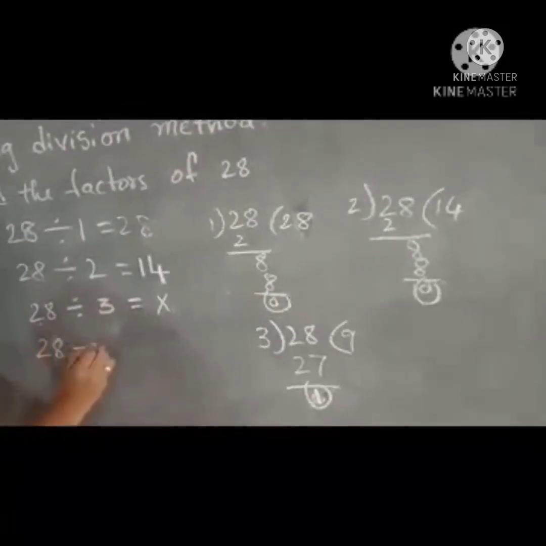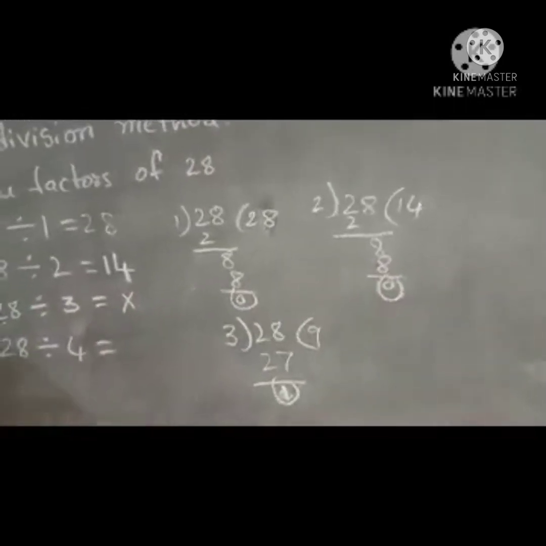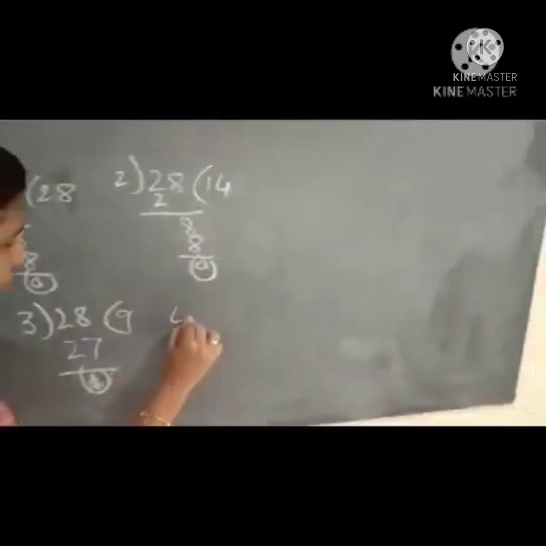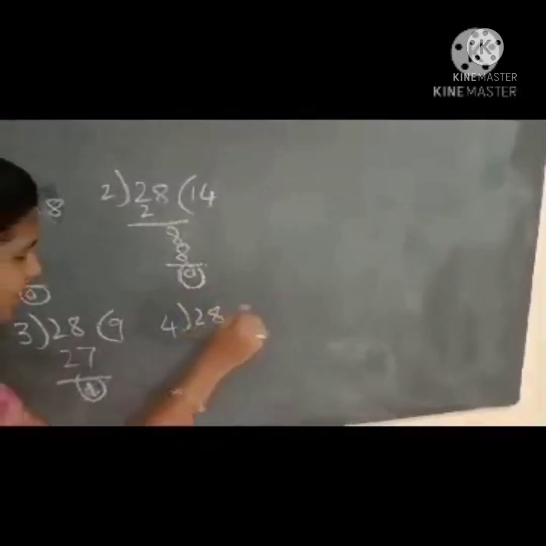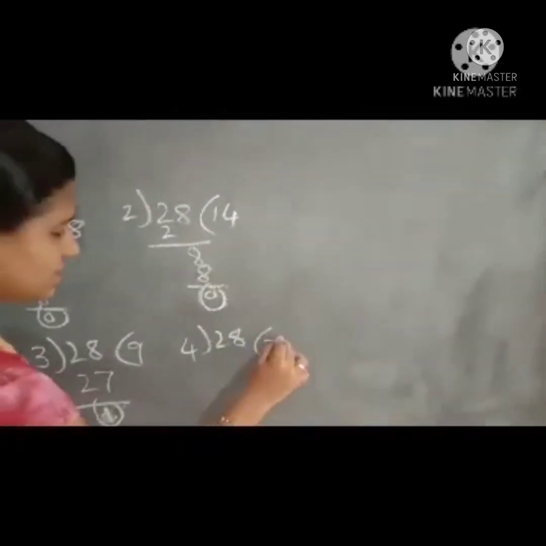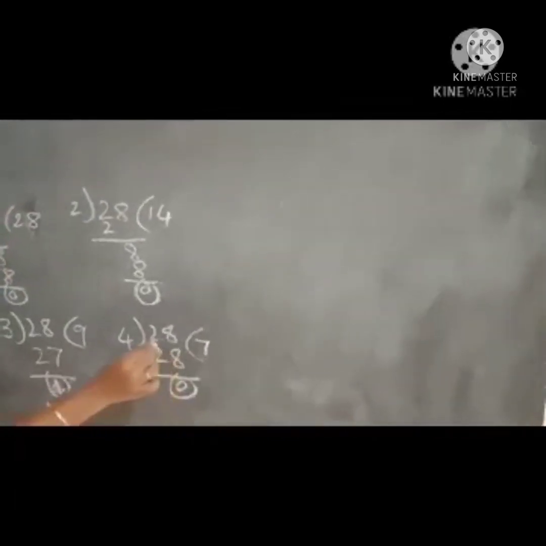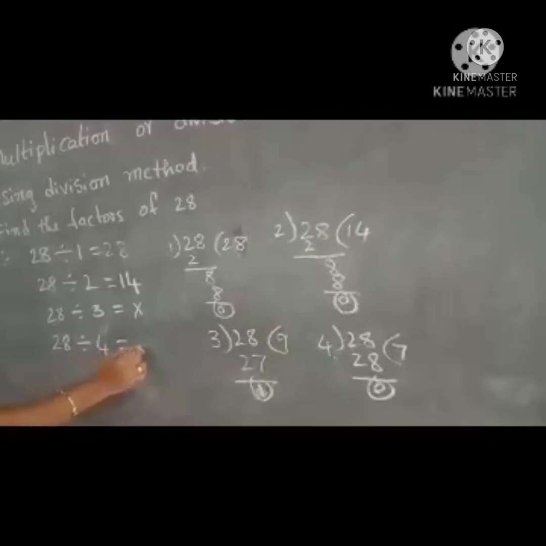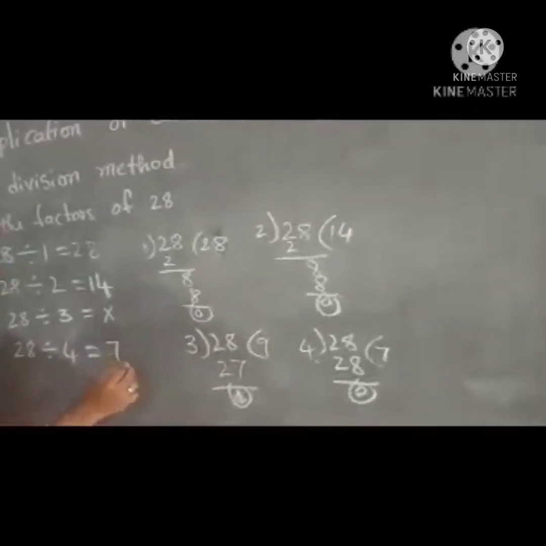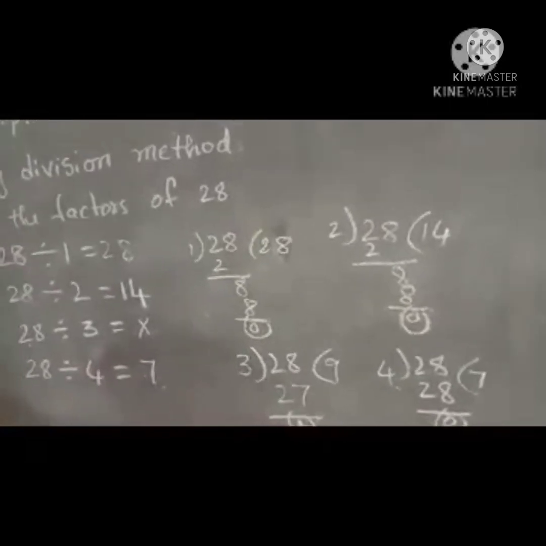Again 28 divided by 4. Again, which number do we have to take? 4. 4 sevens are 28. How many times will the number divide? 7 times. 4 sevens are 28. Which number here do we have to write? 7.